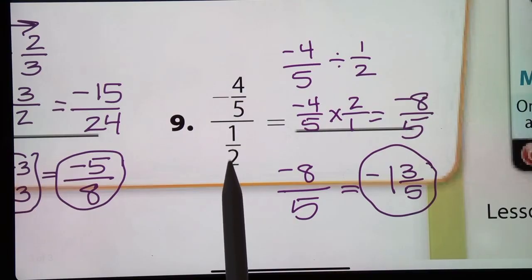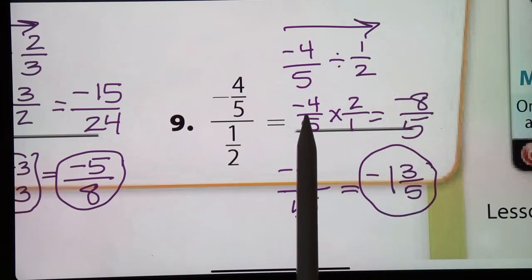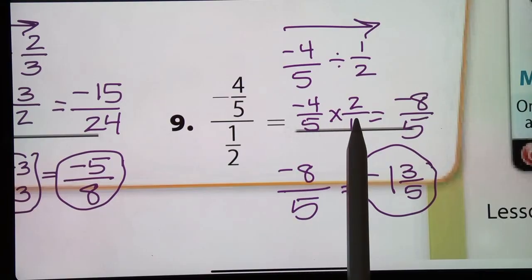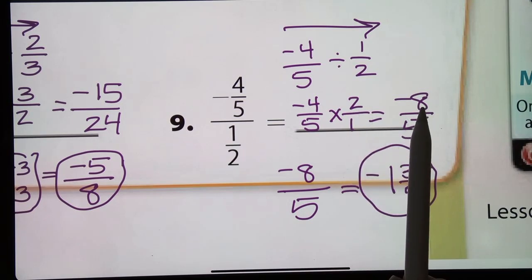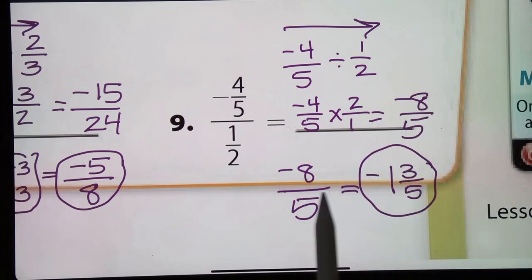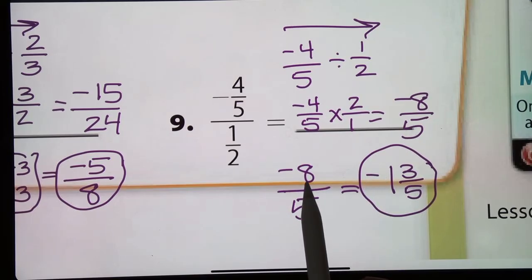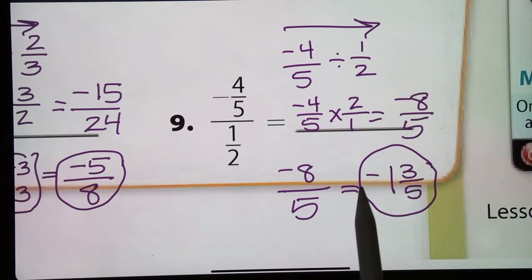-4/5 divided by 1/2. I rewrote it going this way. I kept the first fraction, changed my sign, took the reciprocal of the second, and then I have -4 times 2 is -8. 5 times 1 is 5. And -8/5, that's an improper fraction. I rewrite it. 5 goes into 8 one time with 3 left over, and you keep the same denominator. And my answer is negative.